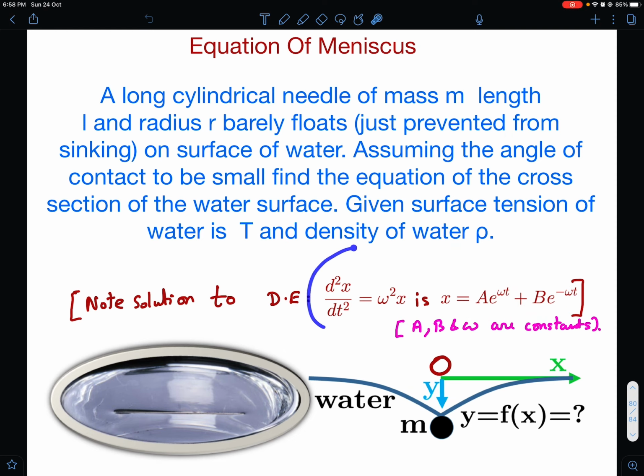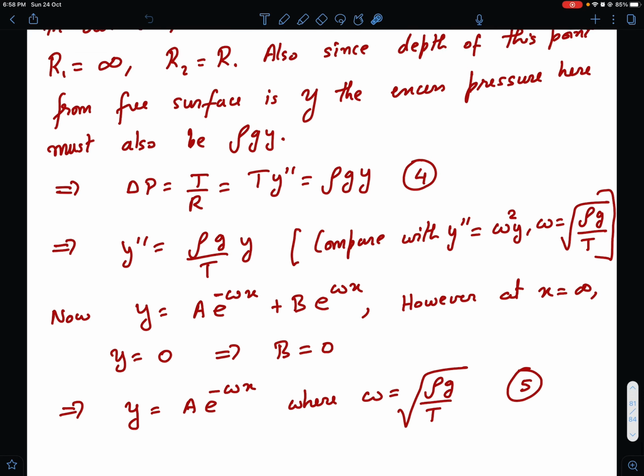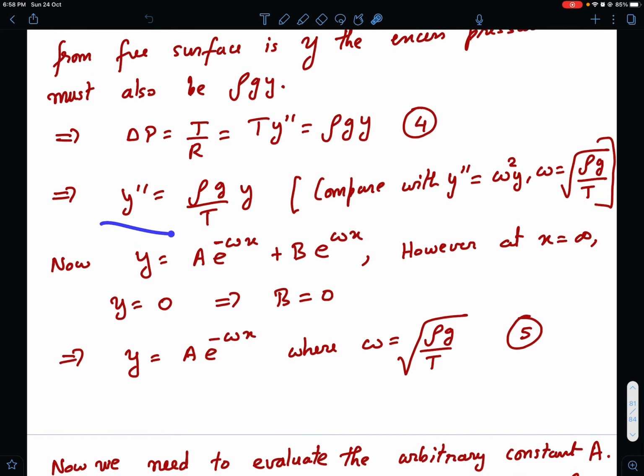This differential equation is of this form: d square x by dt square is equal to omega square x. Instead of x I am having a y, and instead of t I am having an x. So my solution will be y is equal to a e to the power omega x plus b e to the power minus omega x, right? So that's what I've used now.